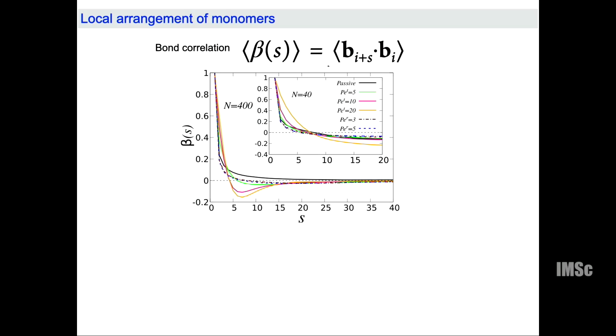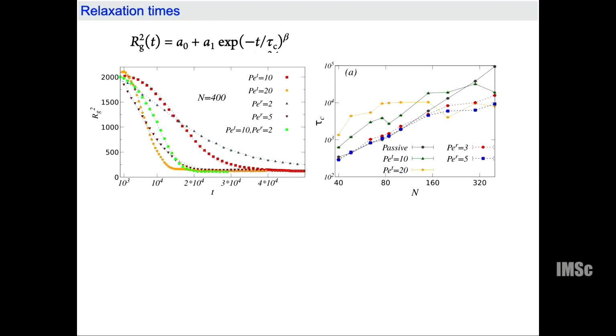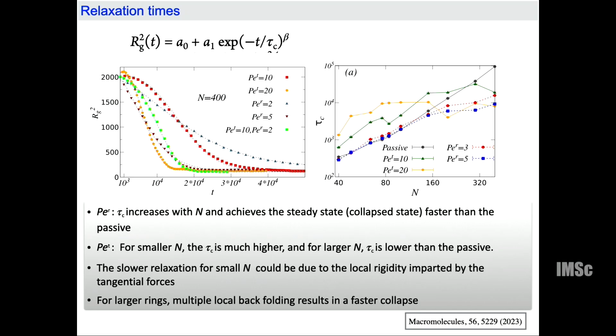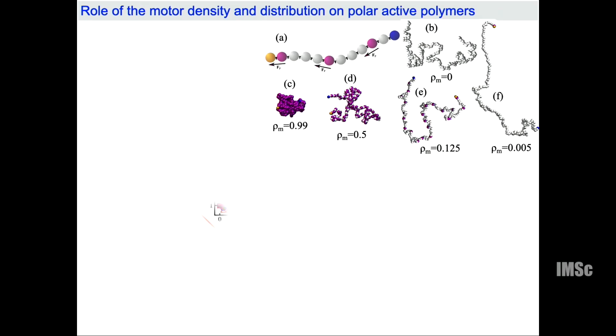So what happens is, first of all, when you have both these forces present, it is the local tangential force which is important for the condensation. And why does that happen? Because of these local hairpin-like structures, multiple hairpin-like structures that form, and that is what gives rise to this kind of condensation.